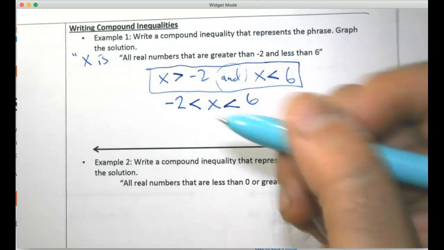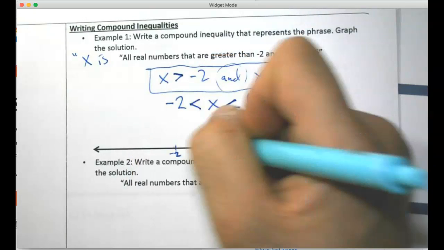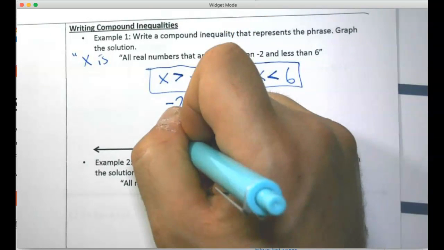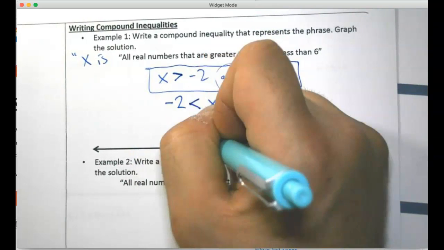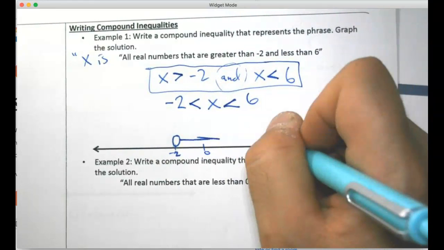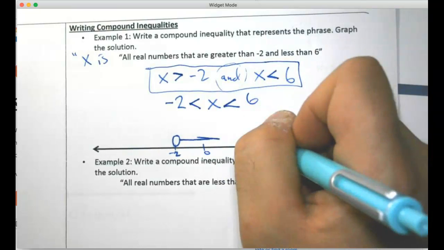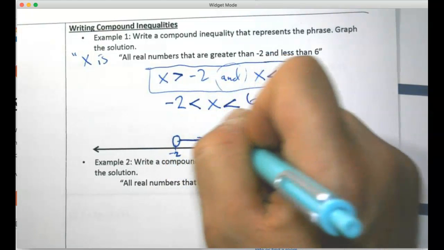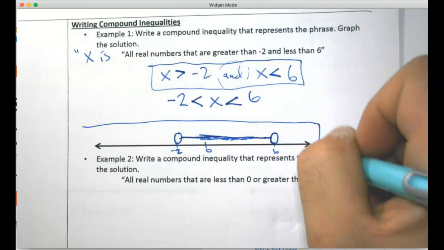So anyhow, I'm going to put 0 in there. I'm going to go ahead and put -2 in there and 6. And at -2, I should have an open circle, right? Can't equal -2. All the numbers that are greater than -2 are on the right. And then x is less than 6. So again, open circle because it can't equal 6. All the numbers that are less than 6 are on the left of 6. So there you go. There's your graph for that one.